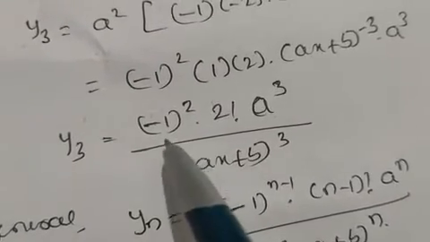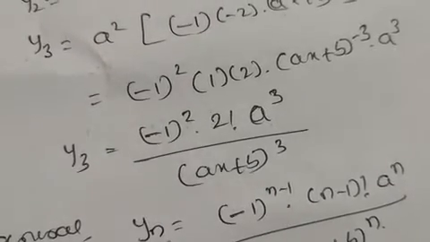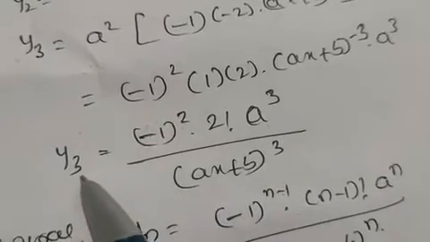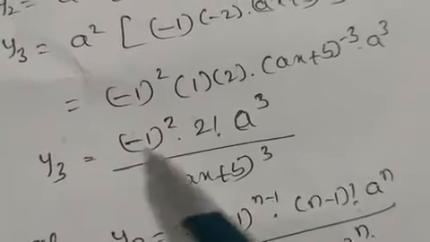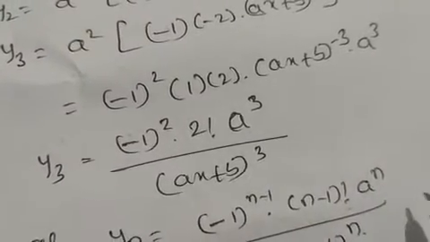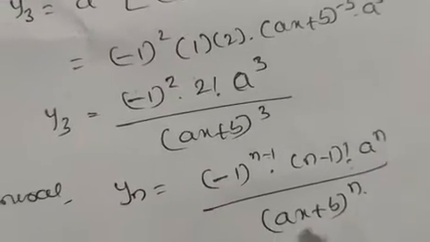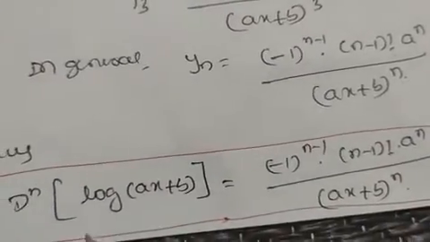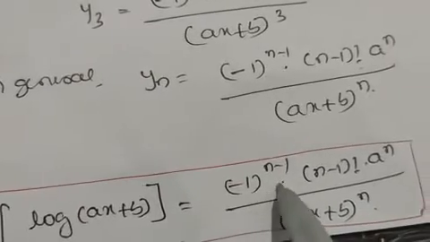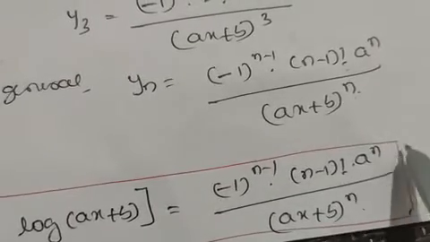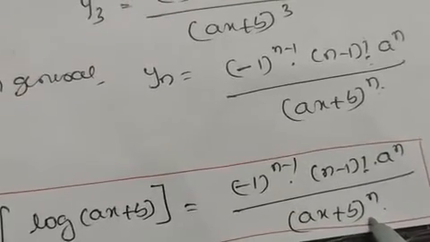yn is equal to minus 1 raised to 2 for the third derivative, so for the nth derivative it is n minus 1, into factorial 2 for the third derivative, so for the nth derivative it is (n minus 1) factorial, into a raised to 3 for y3 and a raised to n for yn, divided by (ax plus b) raised to n. This is the nth derivative of log of ax plus b, and it is equal to minus 1 raised to n minus 1 into (n minus 1) factorial into a raised to n divided by (ax plus b) raised to n. So this is again a formula you have to remember.